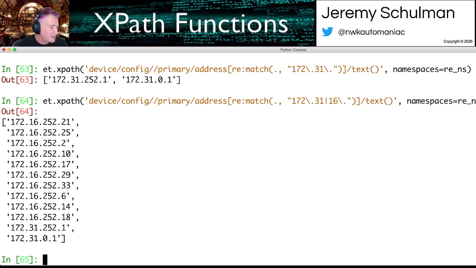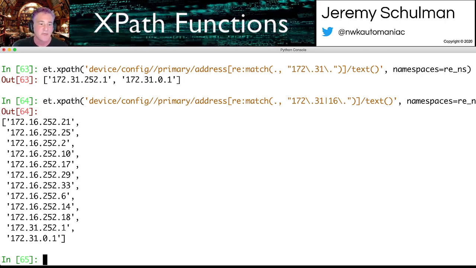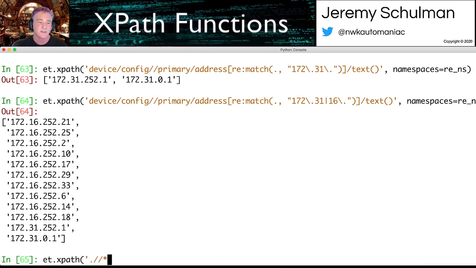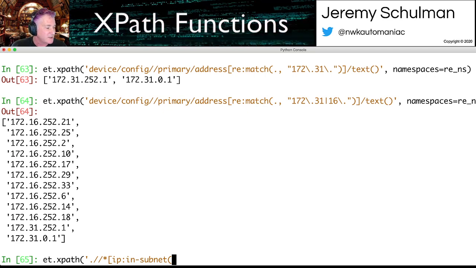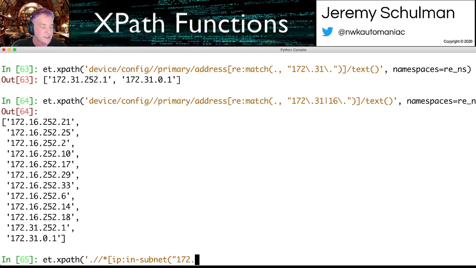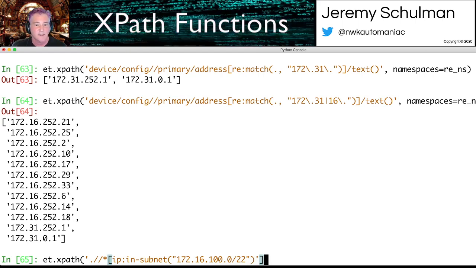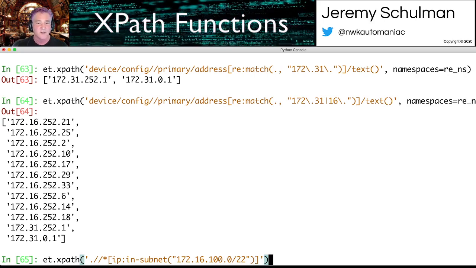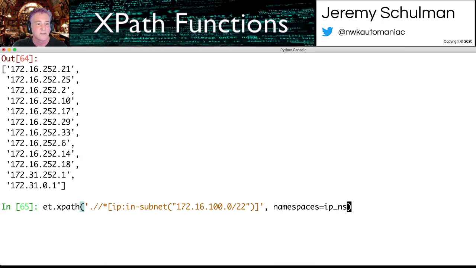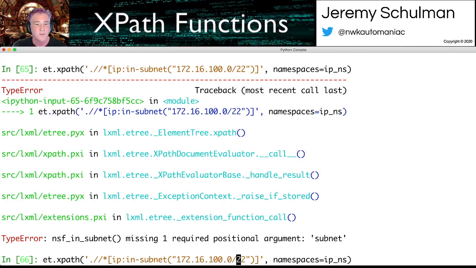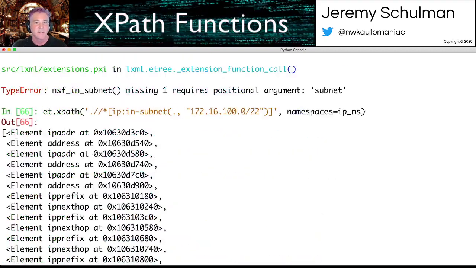But then we can go through a more interesting example of finding values using subnetting. So let's see if I can find anything in my XML document that is in a subnet. And that subnet is going to be 172.16.100.0/22. The reason why I like using IPython so much is it tells me when I've closed and captured everything. So, all right, I need to make sure that I'm using my namespace, IPNS. Argument. Oh yeah, the value, and that's a net. Okay, so it told me that I found a whole bunch of things that were in that subnet.